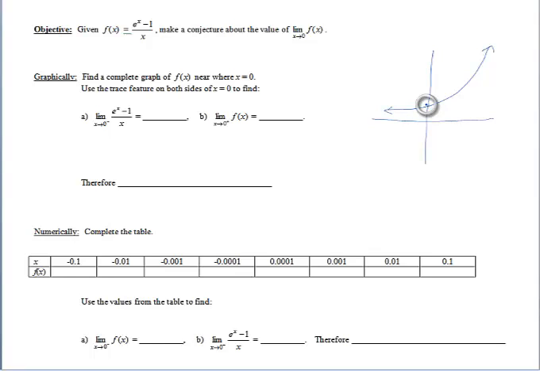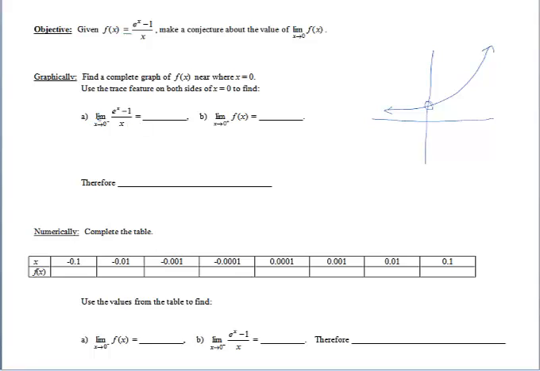Okay, well, what does that tell us? Even though we can't see it, it tells us that we have a point of discontinuity. We have a point discontinuity here. There's no y-coordinate when x is 0. And that makes sense. There's our graph. So we've got a complete graph of the function near where x is 0. Alright, use the trace feature on both sides of x equals 0 to find these limit questions.